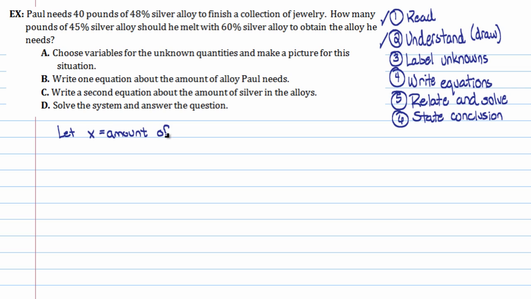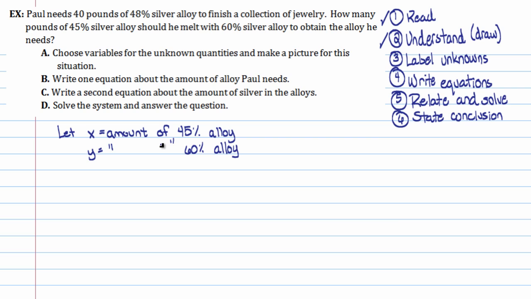of 45%, I'm sorry, alloy. And we'll let y equal the amount of 60% alloy. Again, the silver alloy. So those are two things we don't know.